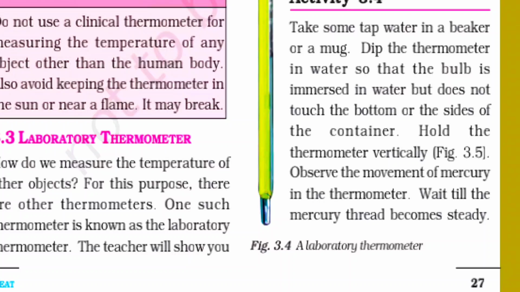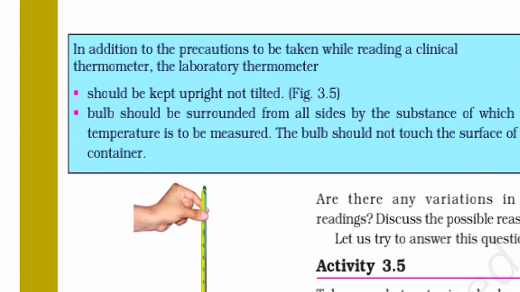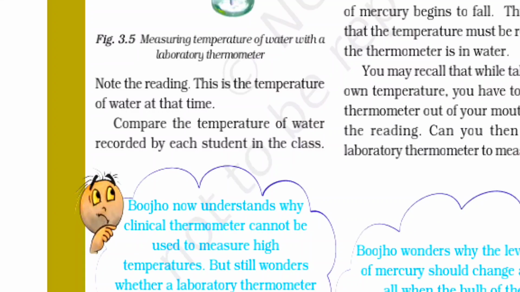Activity 3.4. Take some tap water in a beaker or a mug. Dip the thermometer in water so that the bulb is immersed in water, but does not touch the bottom or the side of the container. Hold the thermometer vertically. Observe the movement of mercury in the thermometer. Wait till the mercury thread becomes steady. In addition to the precautions to be taken while reading a clinical thermometer, the laboratory thermometer should be kept upright, not tilted. The bulb should be surrounded from all sides by the substance whose temperature is to be measured. The bulb should not touch the surface of the container. Note the reading. This is the temperature of water at that time.